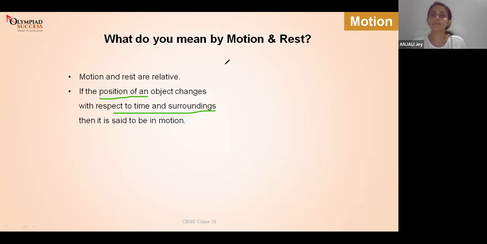What about the rest position? If the object's position changes with respect to the surrounding. One second. Let's start this.